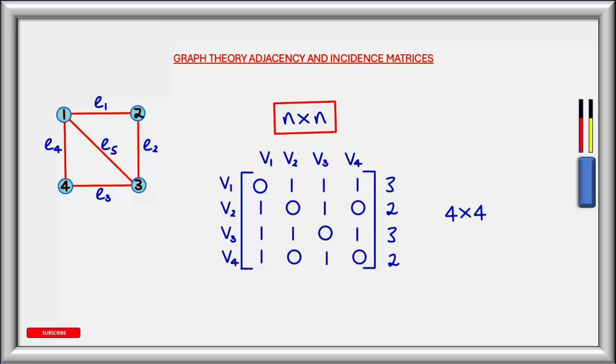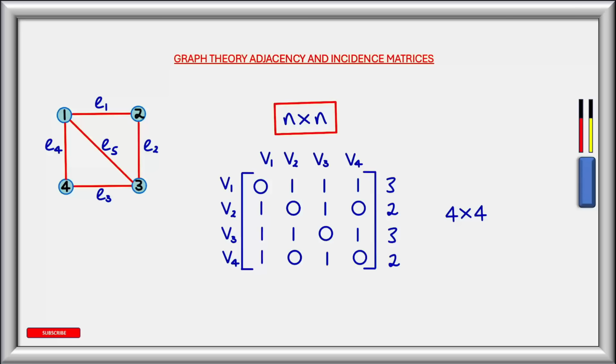And so for vertex 1, it has a degree of 3. Vertex 2 has a degree of 2. Vertex 3 has a degree of 3. And vertex 4 has a degree of 2. And we can verify this by looking at the graph. Vertex 1 has 3 edges. Vertex 2 has 2 edges. Vertex 3 has 3 edges. And vertex 4 has 2 edges.